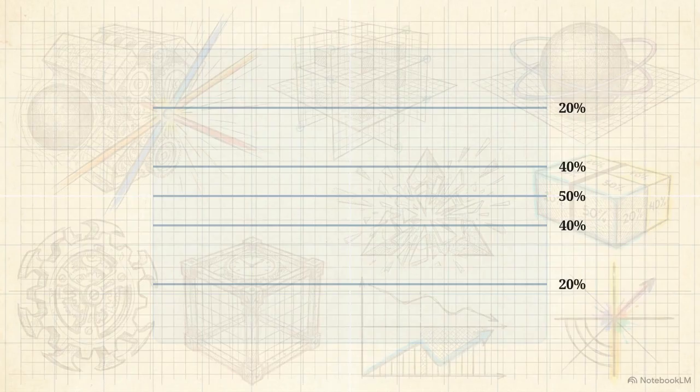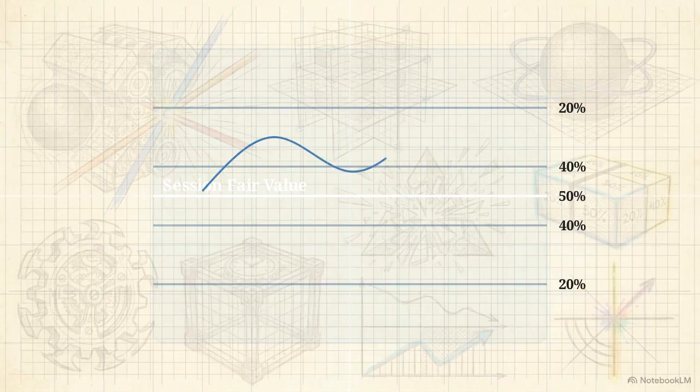Large institutions do not build their positions at the absolute extremes of a candle. They accumulate assets inside internal compression zones. By dividing the session into 20, 40, and 50% quadrants, we map the actual distribution of volume. The 50% midline acts as the absolute session fair value. It serves as the ultimate filter.